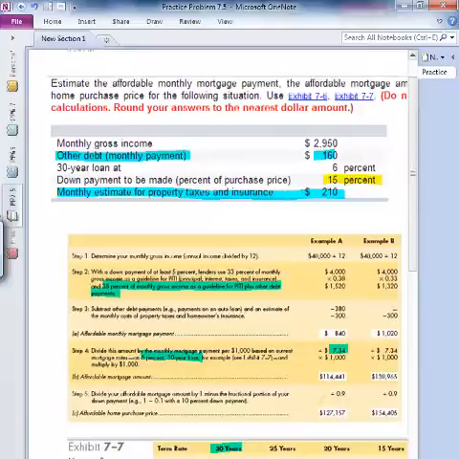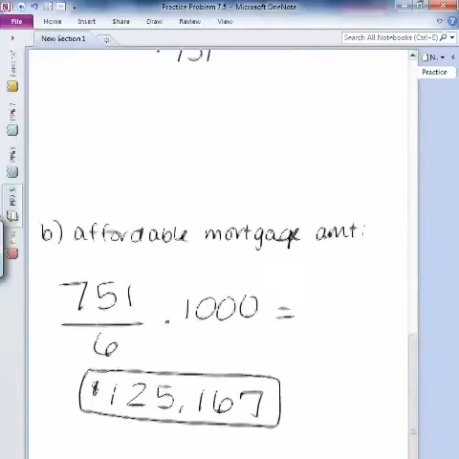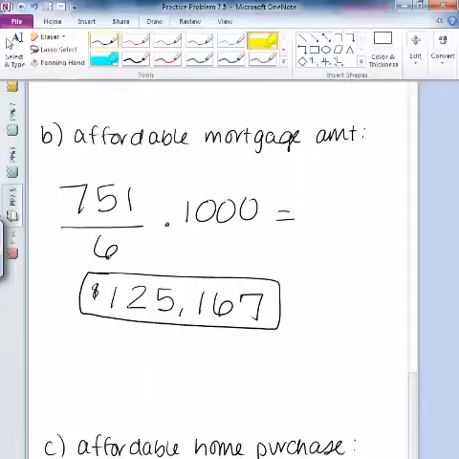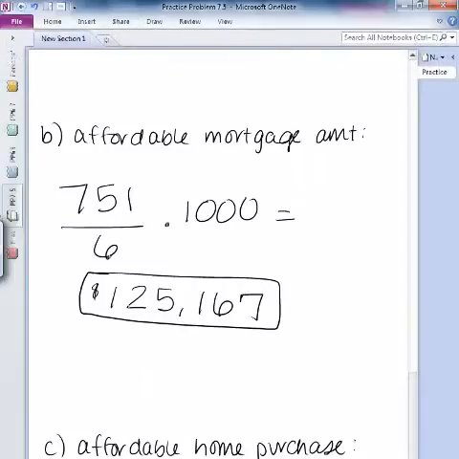So I come back down here, and my affordable home purchase is this number from part B, 125,167, divided by 0.85, because that is the fraction of the price covered by the mortgage, with the rest being my down payment. This gives me $147,255, and this is the total amount that I could afford to buy for a home.